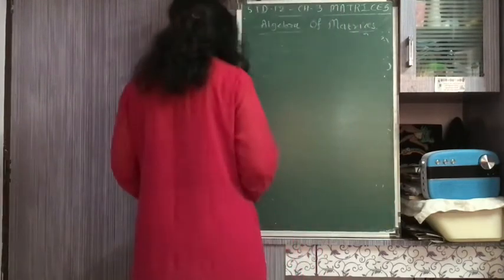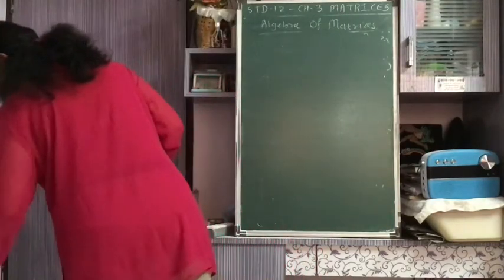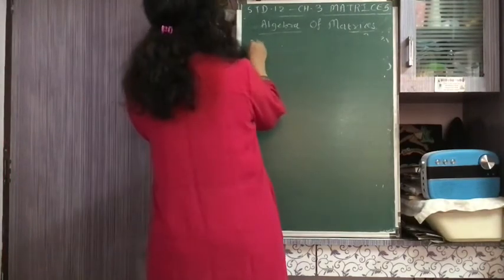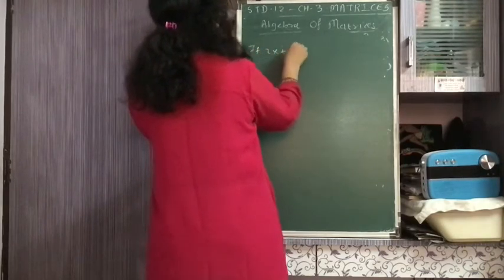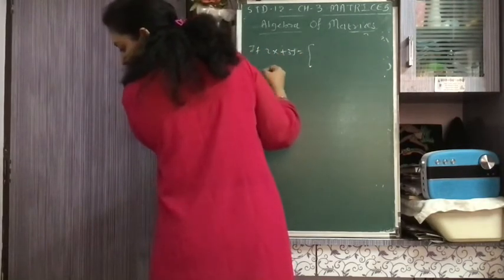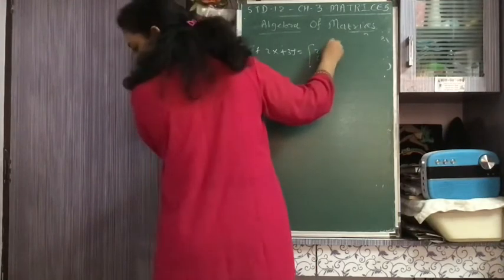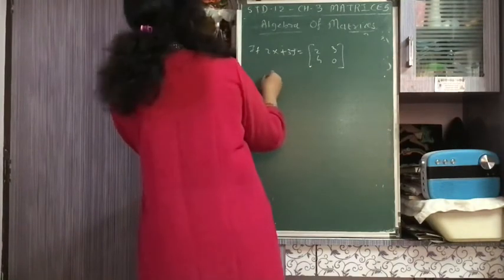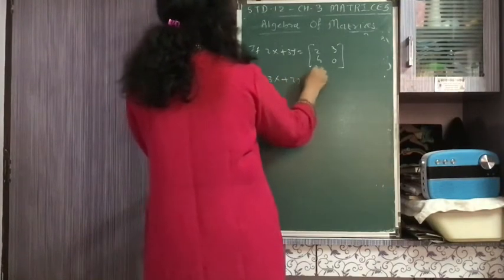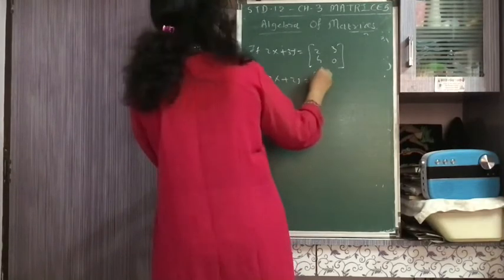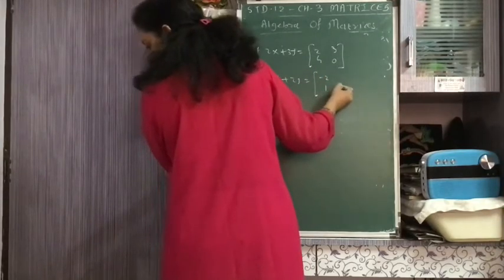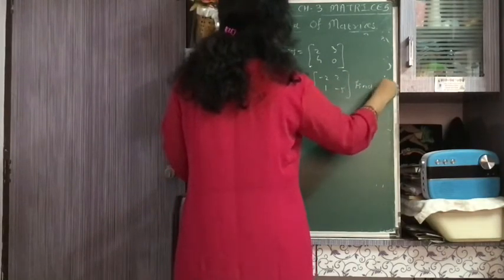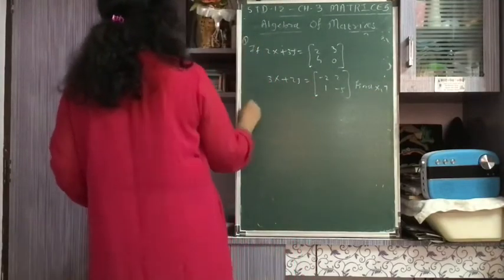So now some of the questions which you can try on your own. If 2x plus 3y is equal to, and 3x plus 2y is equal to, then find the matrices x and y. This is the first question.